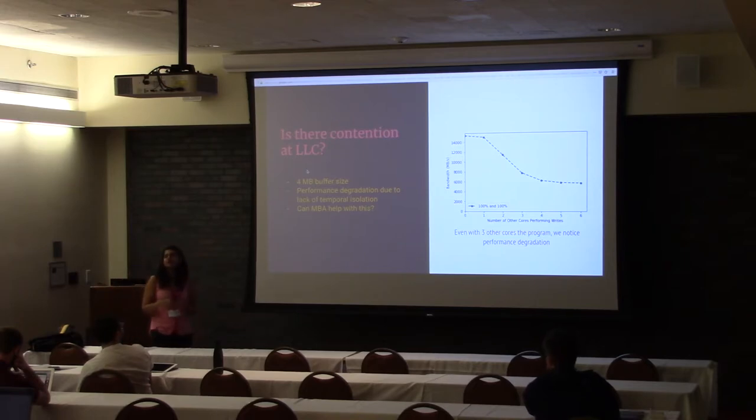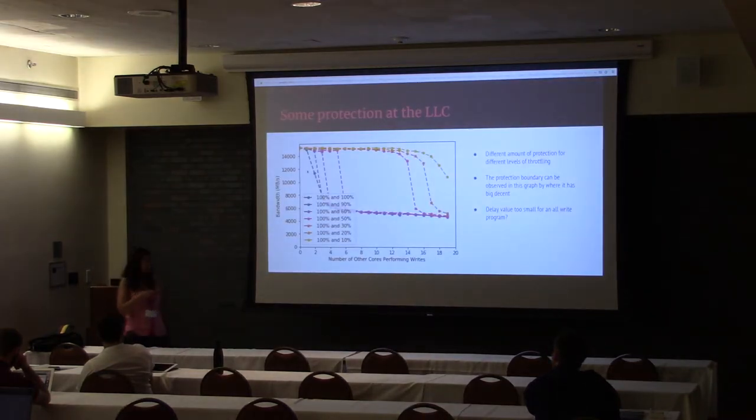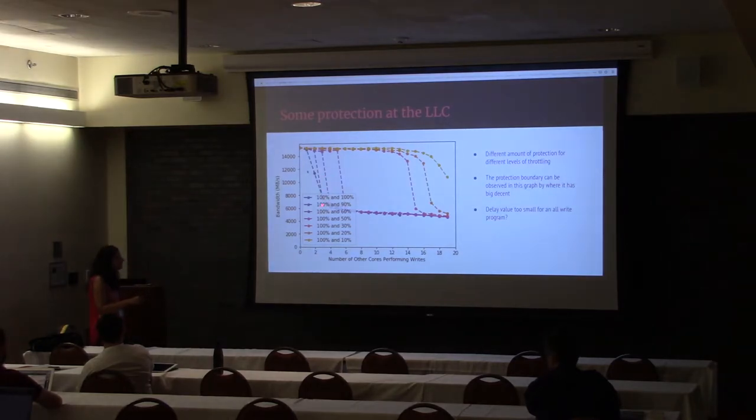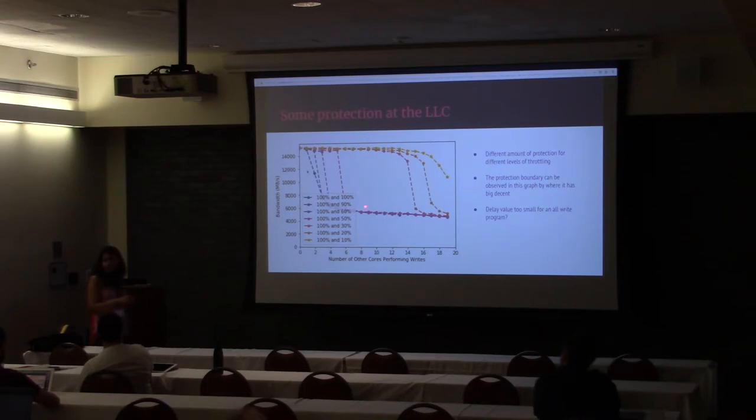So we were like, okay, if MBA is not able to provide support for isolation at the main memory, can it provide support for isolation at the last level cache? So we repeated the same experiment where the core under analysis was always given 100%, and all the other cores that were contending went through all the different settings. The only difference is that now, rather than having the buffer size be 2 gigabytes, our buffer size is 4 MB, so at least for some of the cores, it should have fit into the last level cache.